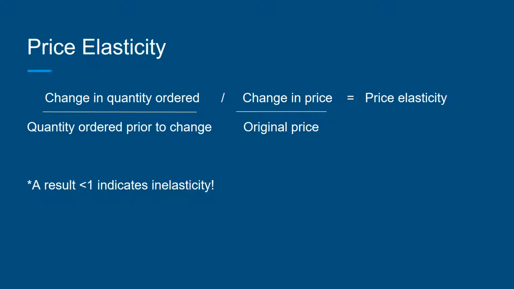In order to calculate price elasticity, first we will divide the change in the quantity of an item ordered by the quantity ordered prior to a price change. Then we will divide the change in price of the item by its original price. Lastly, divide your result from the first step by your result from the second step. If your answer is less than 1, your item represents inelastic demand.